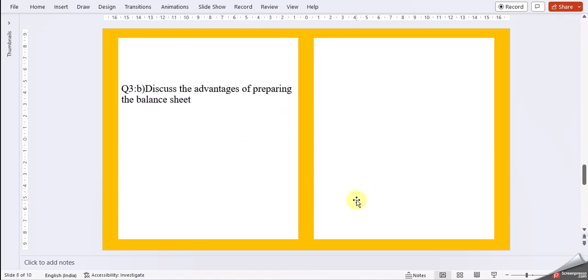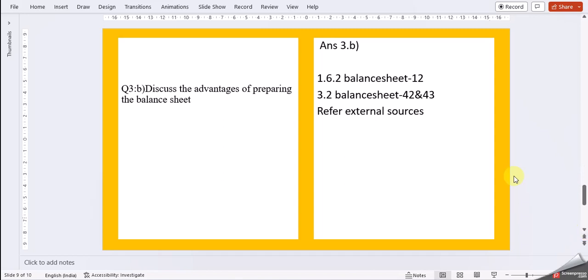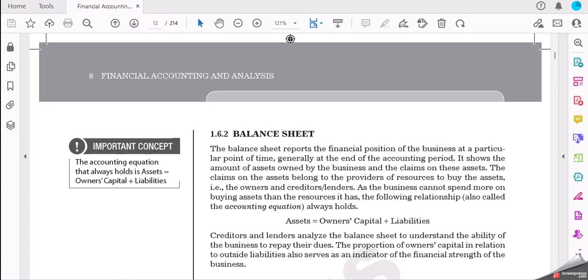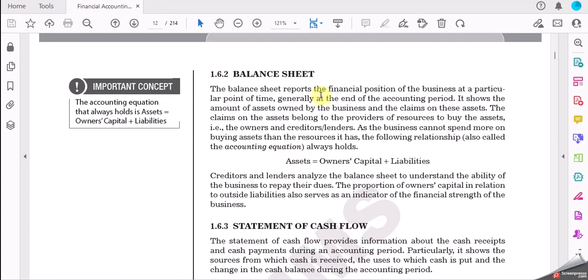Moving on to the next one. The next one is clearly given: discuss advantages of preparing the balance sheet. So here you can get basic information from the book on what a balance sheet is, and you have the same references in two chapters, chapter 1 and chapter 3, for the balance sheet. And I'll just take you through how the balance sheet works and what an asset is. So I think you can also refer to the same thing from last time.